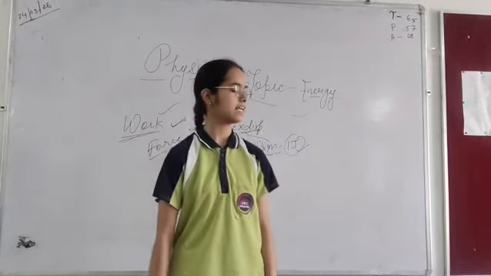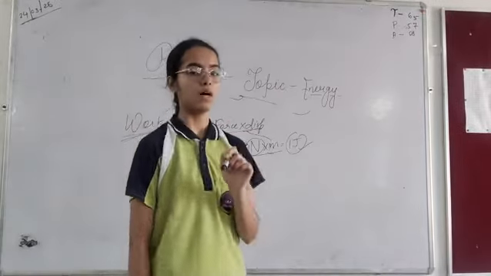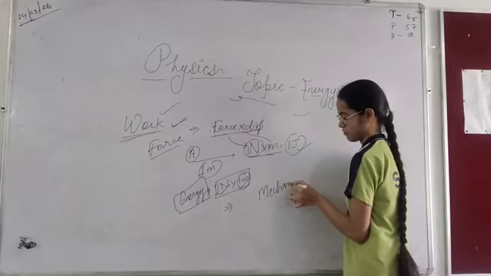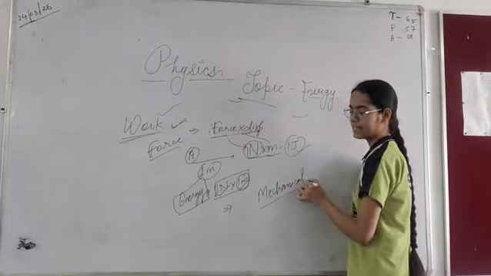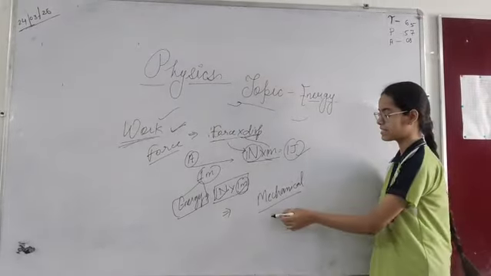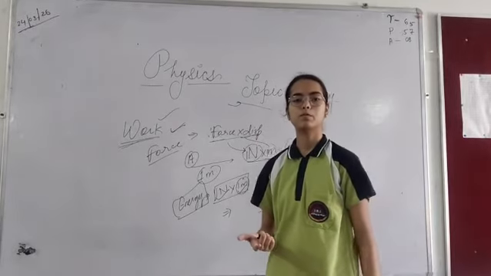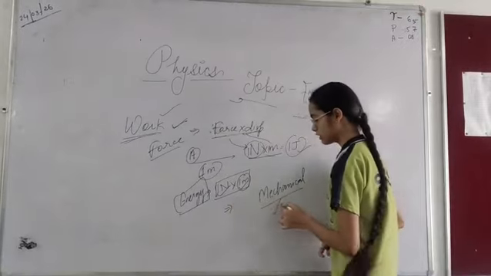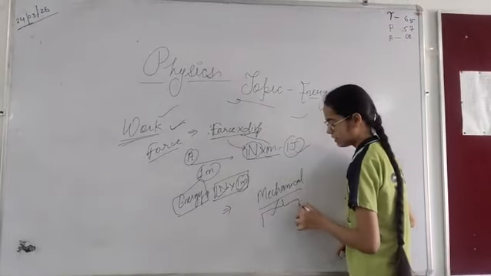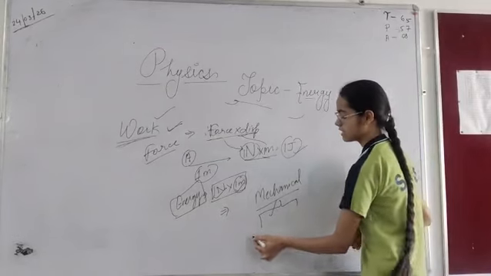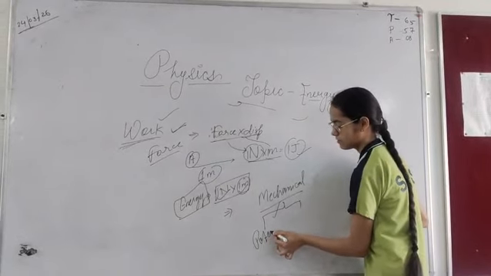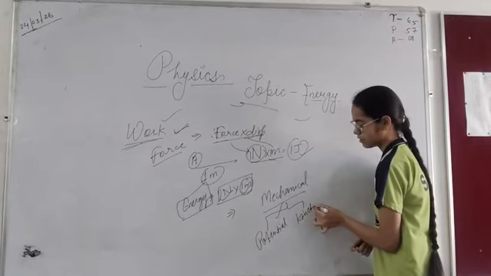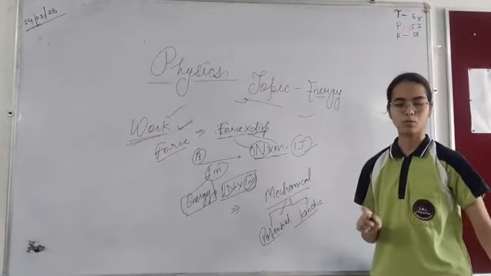Now let us understand a type of energy, that is mechanical energy. What is mechanical energy? The name itself says any energy which is possessed by virtue of motion or rest. So we have two types of energies in mechanical, I mean the further subparts, that is potential energy and kinetic energy. So let us understand both these terms.